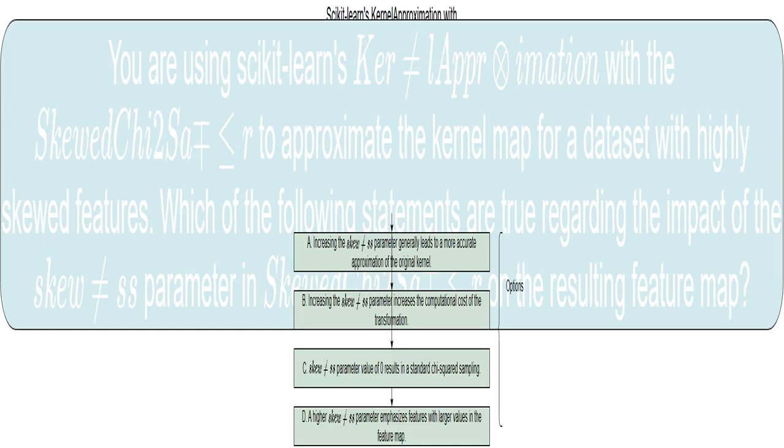This sets the scene. I'm working with a dataset that has some features with very uneven distributions, lots of small values, a few large ones. I'm using kernel approximation to speed up calculations. I'm particularly interested in understanding the effect of the skewness parameter.